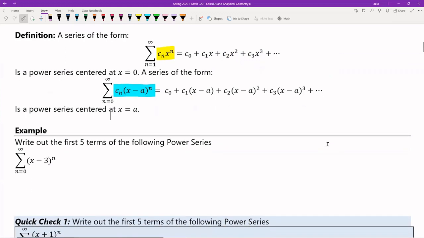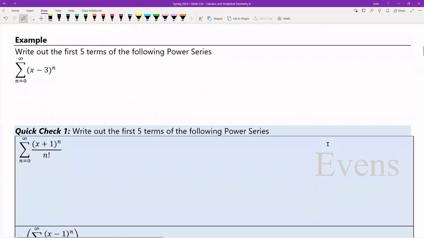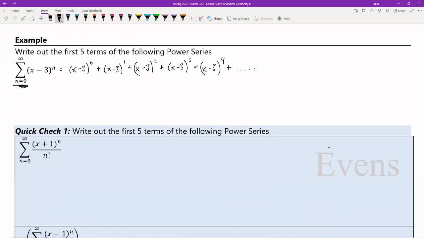Let me first give you an example. I'm just going to write out the first five terms of this series, and I'm not going to be too fancy with it. It's just how you think it is. Notice that this one starts at zero, so this is going to be equal to (x minus 3) to the zero, plus (x minus 3) to the first, plus (x minus 3) squared, plus (x minus 3) to the third, plus (x minus 3) to the fourth, plus dot dot dot. It just keeps going.